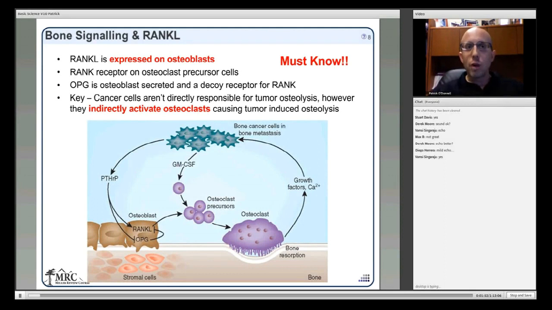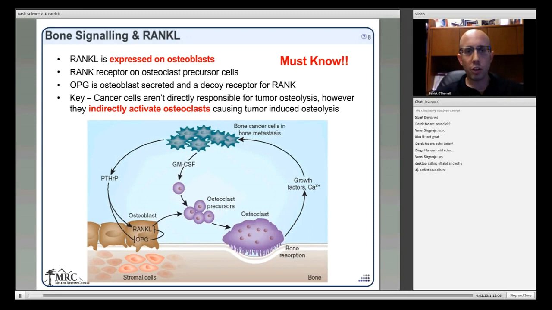If you know this, RANK ligand is expressed on osteoblasts. The RANK receptor is what's located on an osteoclast precursor cell. Osteoprotegerin, this OPG, is secreted by the osteoblast and is a decoy receptor for RANK. The key here is that cancer cells aren't directly responsible for tumor-induced osteolysis. What they do is they activate this pathway, causing osteoclasts to resorb the bone.